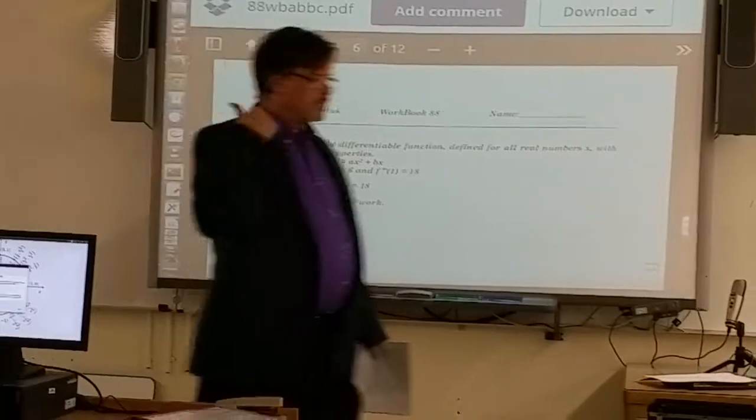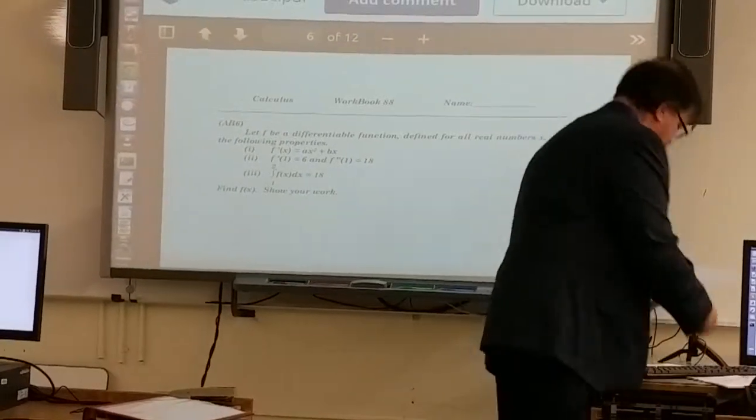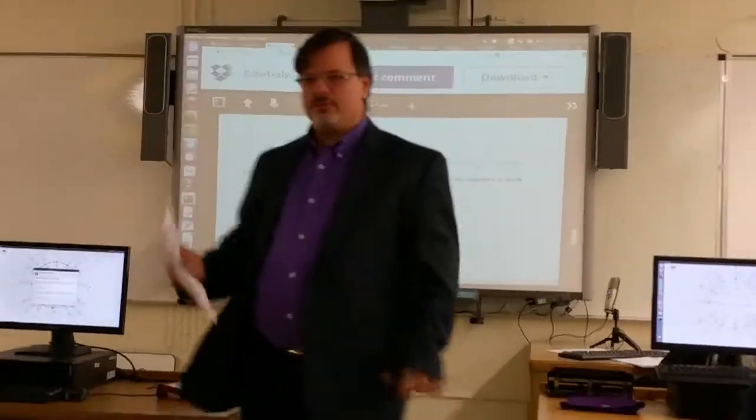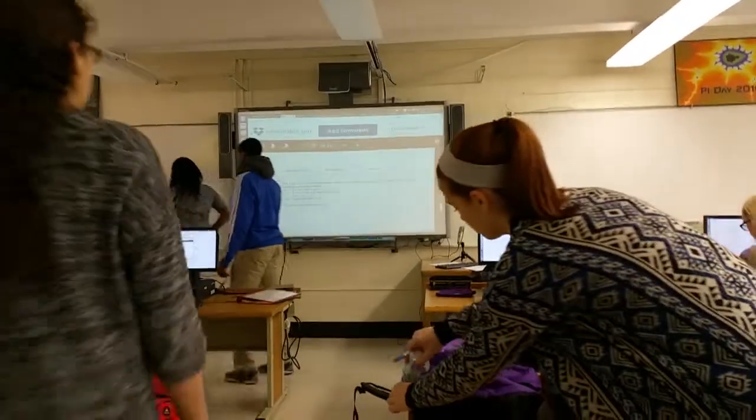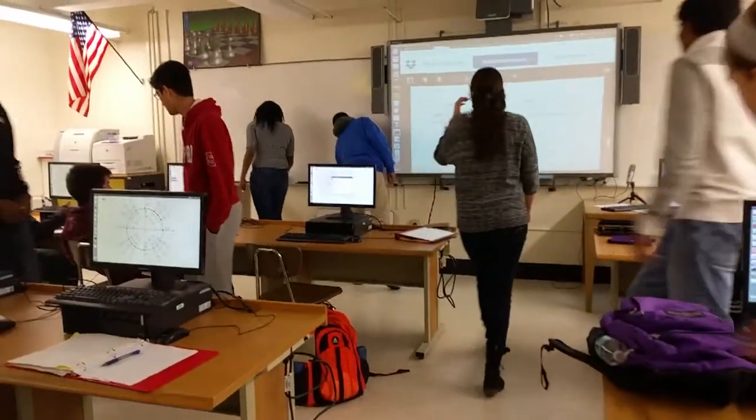Get your groups, get your boards, get your markers, get your erasers. Go. Let's see. Find A and B. The question is eventually to find the function f.